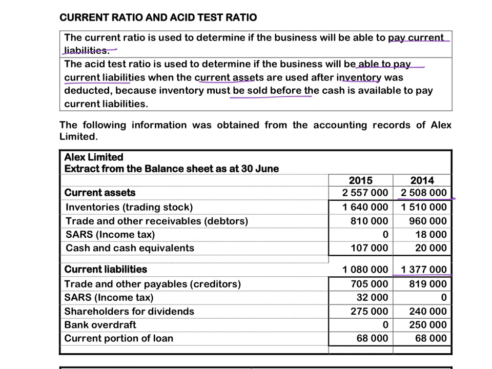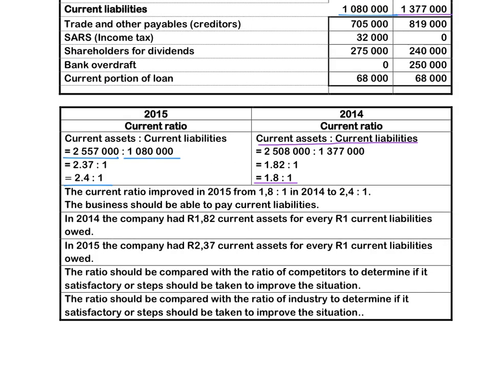If we look at the 2015 calculation, the current assets is 2250, the current liabilities is 1080, and this calculation gives us R2.40 for every R1 that is owed. The current ratio improved in 2015 from the R1.80 for every R1 in 2014 to R2.40 for every R1 debt. The business should be able to pay their current liabilities because they have more current assets than current liabilities.